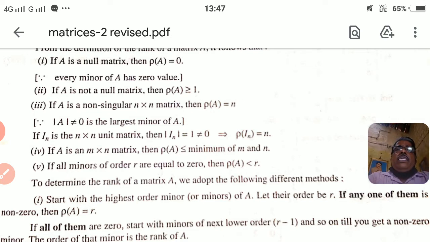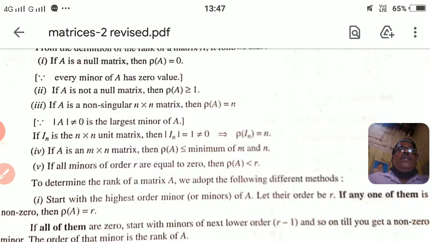Next, third one we have, if A is a non-singular n cross n matrix, then rank of A is equal to n. So that is, if A is a matrix of order 2 cross 2 and the determinant of that 2 cross 2 matrix is not equal to 0, then clearly the rank of A is 2.